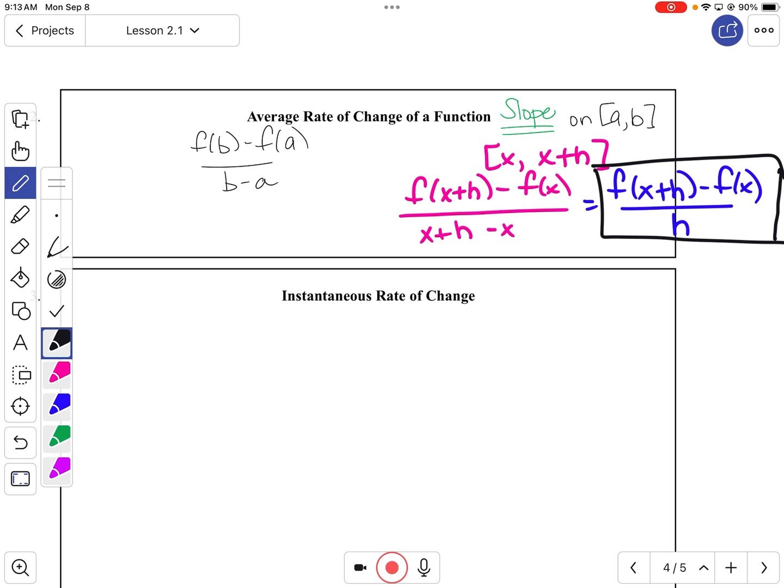Okay, we've got a point x. h is some arbitrary distance away. We refer to this as the difference quotient. It's just our slope between 2 points, the difference quotient.